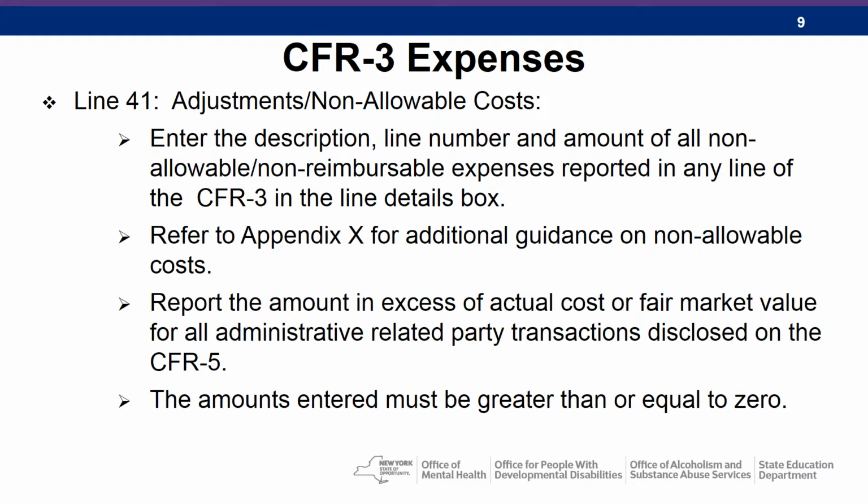Non-allowable costs must also be considered when reporting agency administration expense. Line 41 is where adjustments and non-allowable costs are reported. Enter the description, line number, and amount of all non-allowable or non-reimbursable expenses reported in any line of the CFR 3 in the line details box. Refer to Appendix X for additional guidance on non-allowable costs.